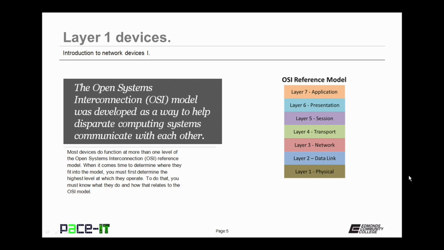Now, most devices do function at more than one layer of the OSI reference model. But when it comes time to determining where they fit into the model, you must first determine the highest level at which they operate, because that's where they fit into the OSI model. To do that, you must know what they do and how that relates to the OSI model.